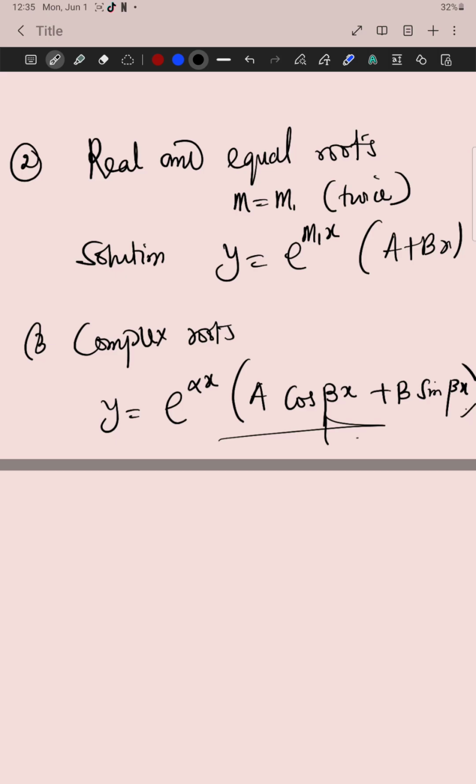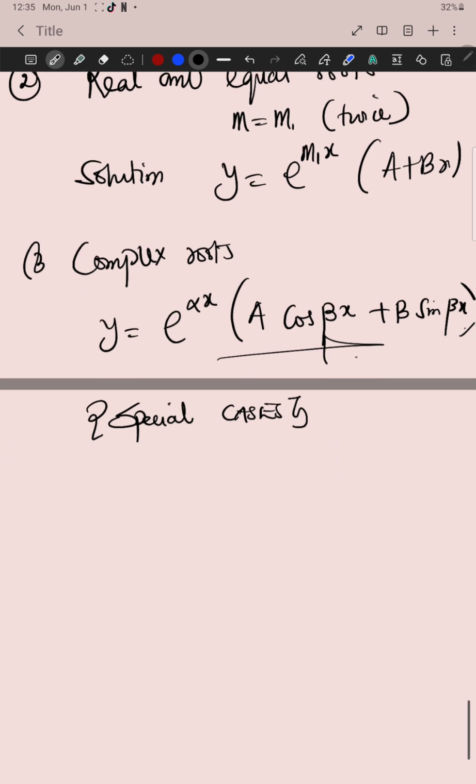Now, meanwhile, there are other things we also need to look at. These are special cases. Let's look at a past question. We have d squared y over dx squared plus 16y is equal to 0. Let's solve this.